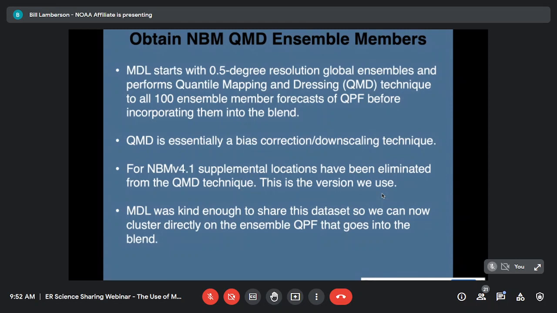And for NBM version 4.1, the supplemental locations have been eliminated from the QMD technique. And this is the version that we will be using because this was the version that they were kind enough to share with us. So now we can cluster directly on the ensemble QPF that is going into the blend instead of a coarser resolution.